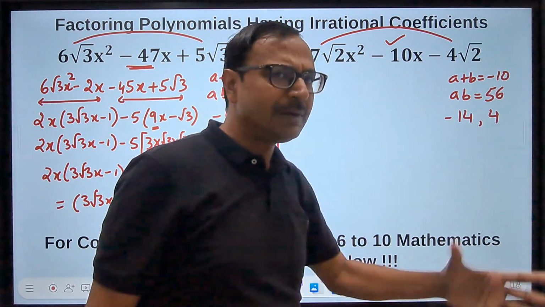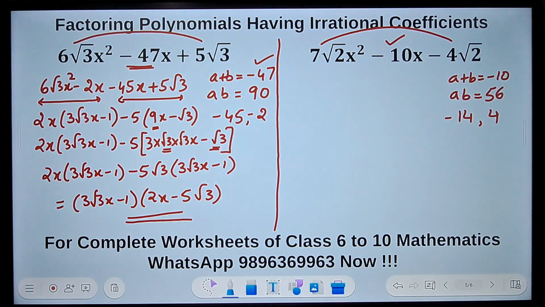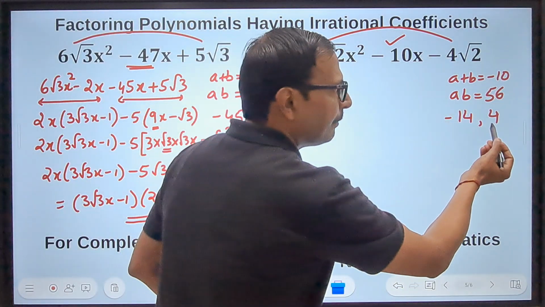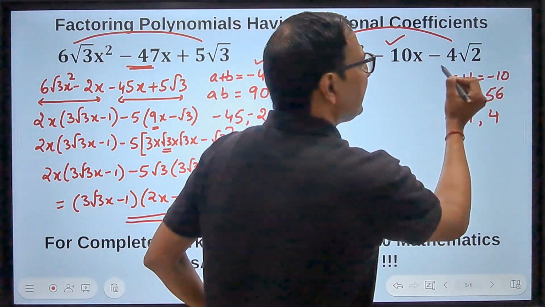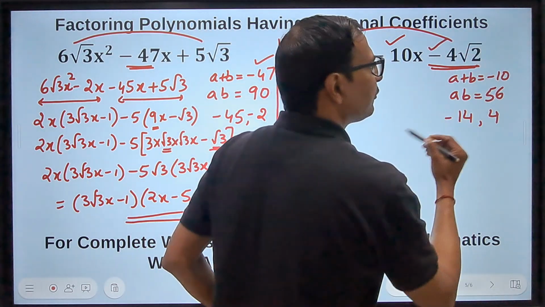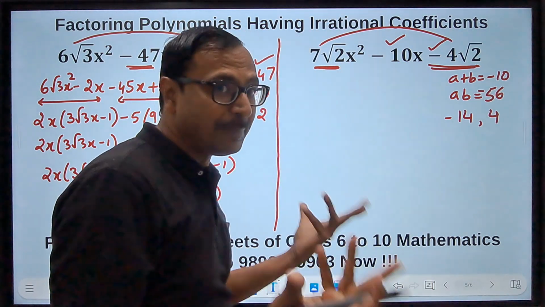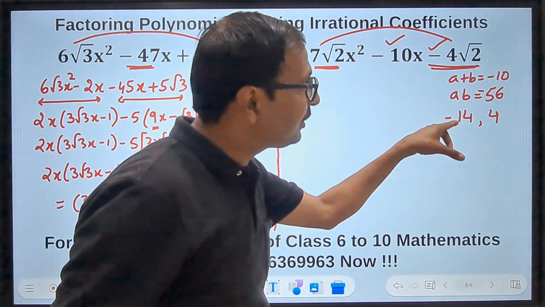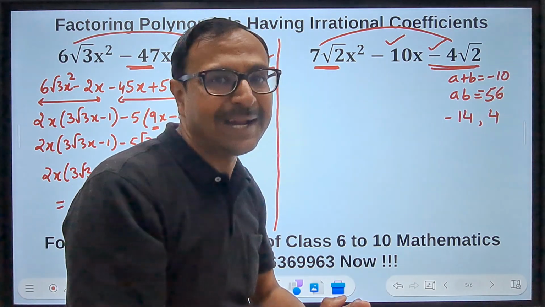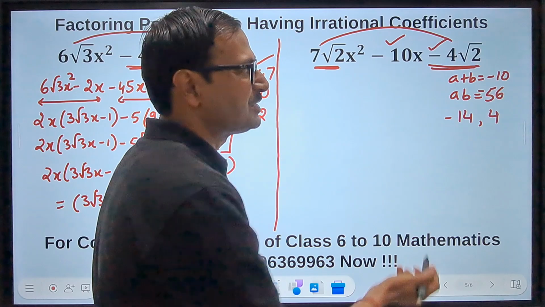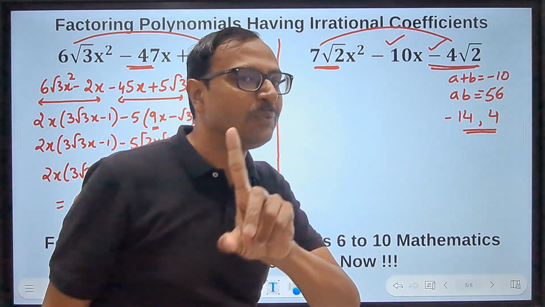But does it work? Just think. Minus 14 and plus 4 is going to give me minus 56. So 7 root 2, we had a negative sign here, and therefore the product has to be negative only. See, you can't commit a mistake. If you even don't write the minus sign, you will get trapped somewhere, and you will know that you are missing out on a minus sign. So the middle term split factors are minus 14 and 4.